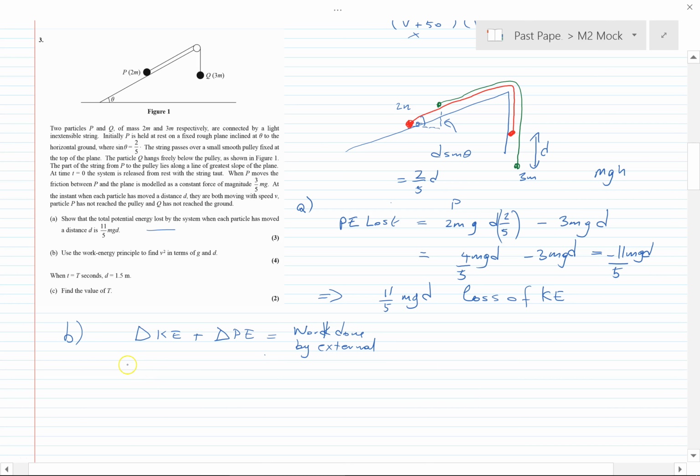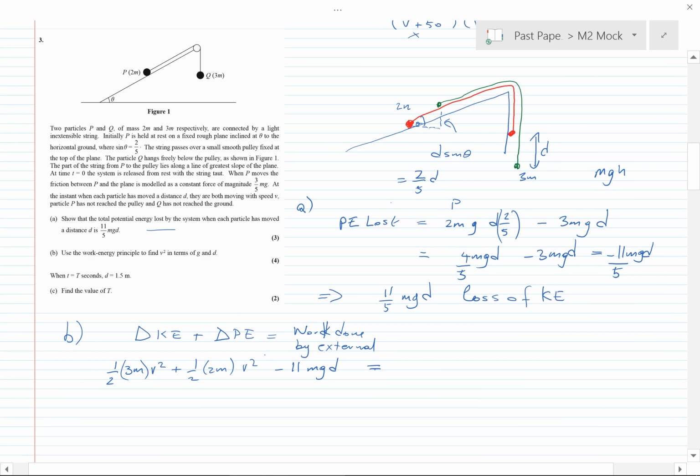So we've got the gain in kinetic energy is half times 3m times v squared, that's the particle Q, plus a half times 2m v squared, that's the particle P, that's the total kinetic energy. This energy is lost, so that's minus 11mgd, potential energy is decreased, hence the negative sign, is equal to the work done by the external force.